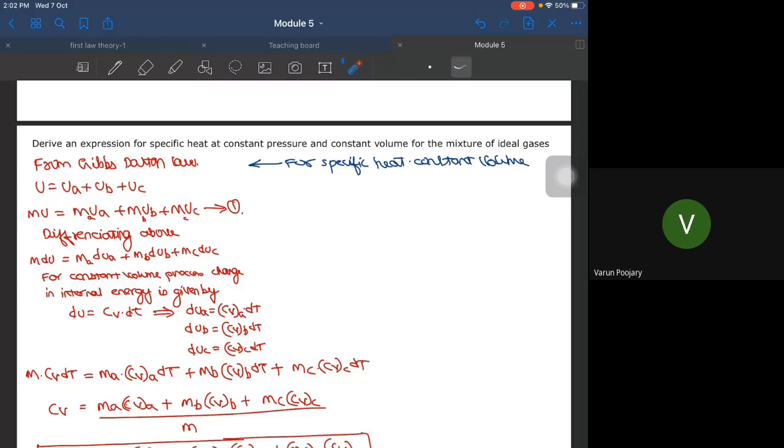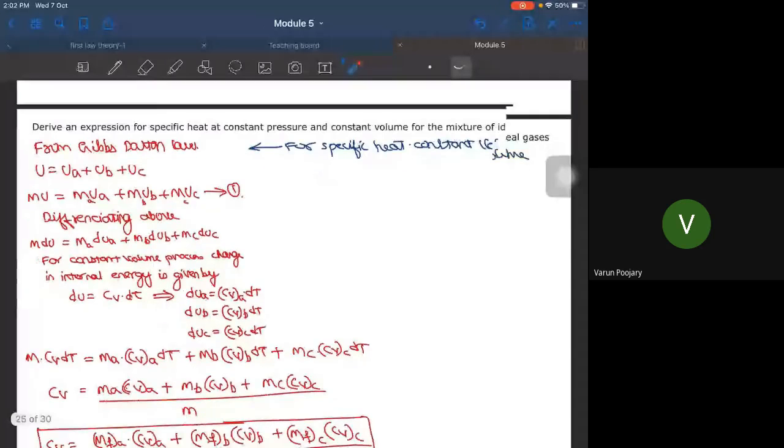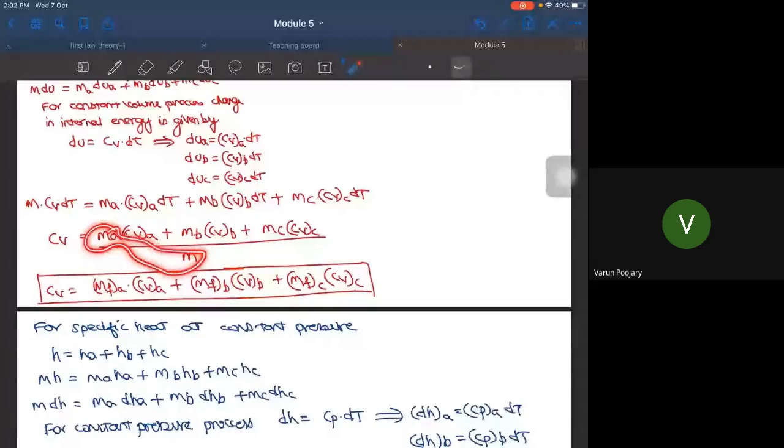So dt is common in all the terms, so I can just cancel it. dt goes away, and whatever remains I have just written. I have transferred m to the other side, so it will come in the denominator. After that, ma divided by m is mf of a, mb divided by m is mf of b, and mc divided by m is mf of c.